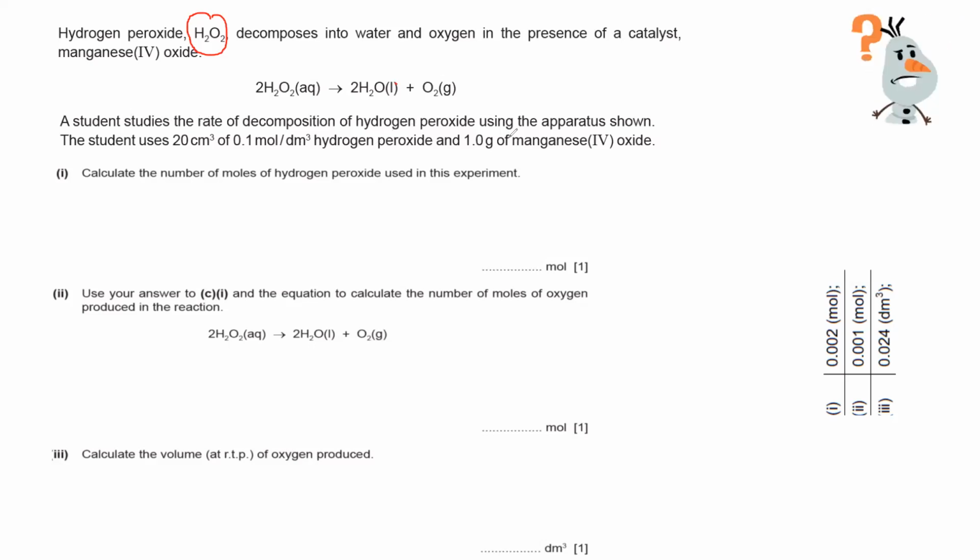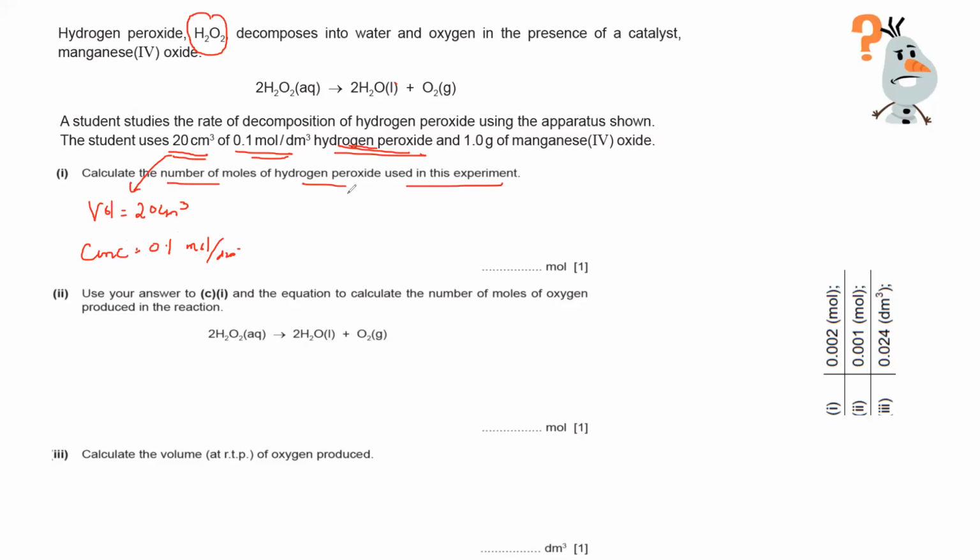The student studies the rate of decomposition of hydrogen peroxide using the apparatus. I removed that apparatus because it's not related to our question. The student uses 20 cm³ of 0.1 mol/dm³ hydrogen peroxide. So this is the hydrogen peroxide he used: the volume is given, which is 20 cm³, and the concentration is given, which is 0.1 mol/dm³. In the first part, they are asking to calculate the number of moles of hydrogen peroxide used in this experiment.